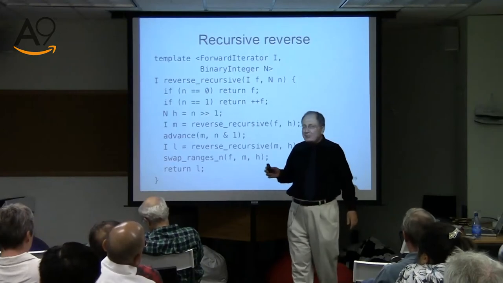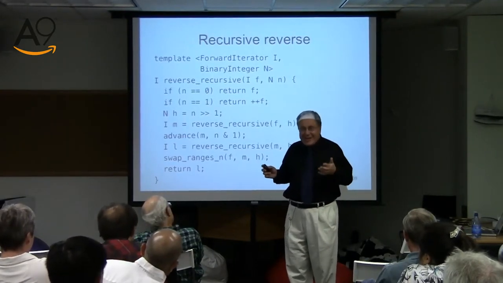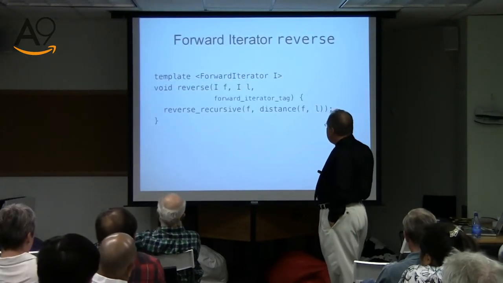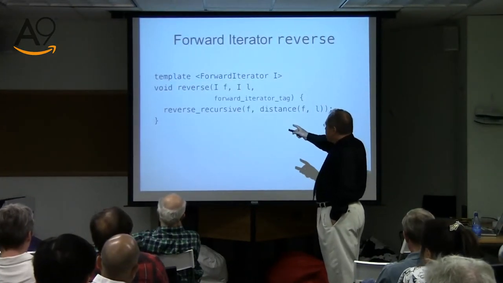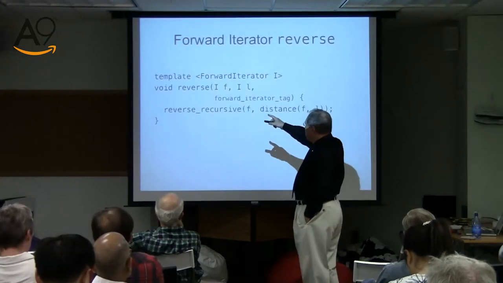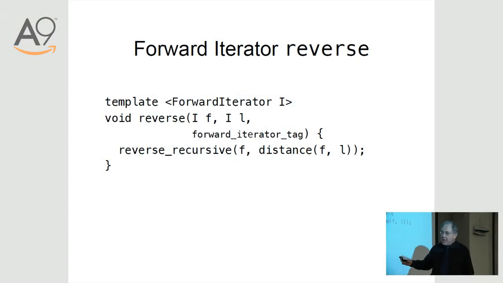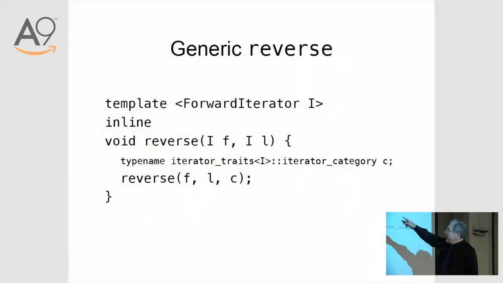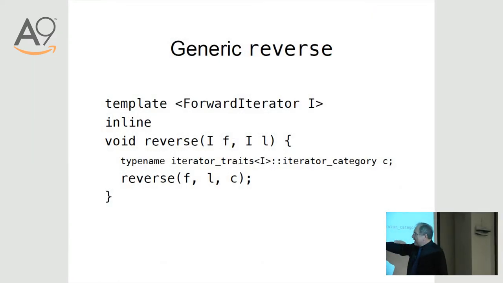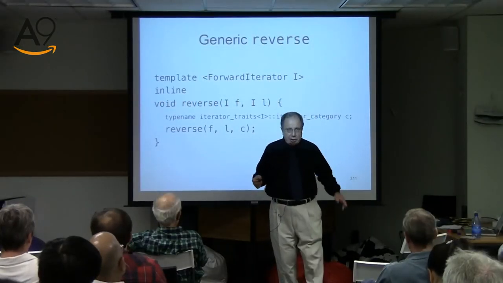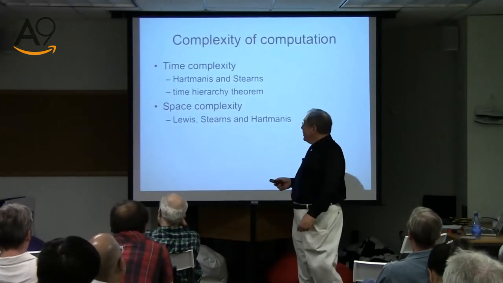It's simple. So simple that it's not clear who does the work again. This is the problem. Now we could implement reverse for forward iterators with the help of this guy, and we could have a generic reverse which will send you to the correct reverse guy. Just showing you the stuff.